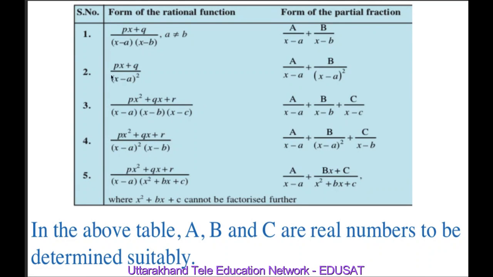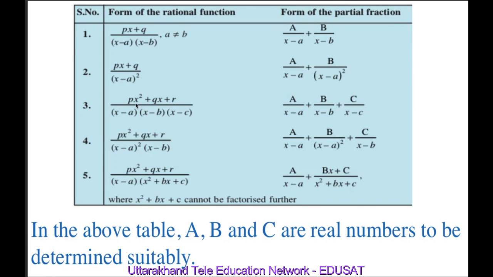If in the denominator we have (x minus a) whole square, and in the numerator we have px plus q, here (x minus a) is repeating twice. Then in this case we will write it as A upon (x minus a) plus B upon (x minus a) whole square. If we have a cube here, then we will add one more term, C upon (x minus a) whole cube, and so on.